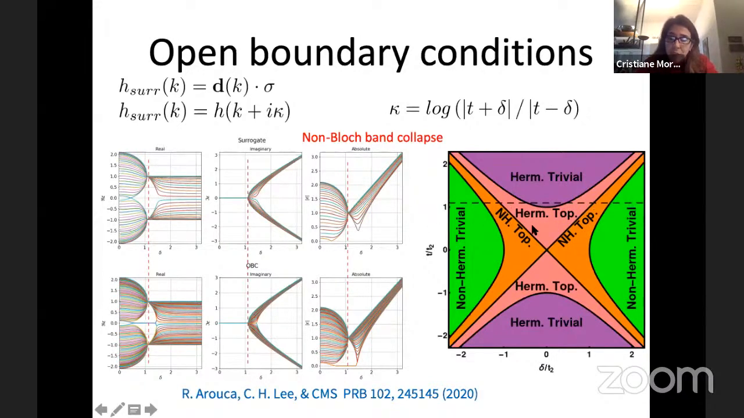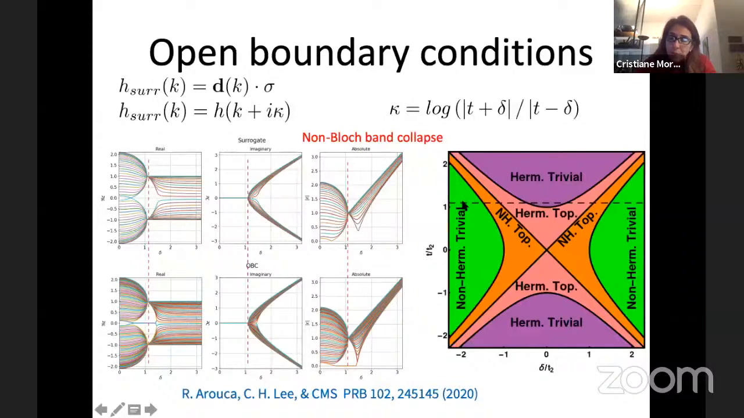here. And now you can see that if delta is 0, where we had the Hermitian trivial phase and topological phase, what happens now is that even for delta non-zero, 1, and so on, in this regime, we get a phase that is connected to the Hermitian trivial phase, and here also a phase that's connected to the Hermitian topological phase. But now there are more interesting phases, which is this non-Hermitian trivial and this non-Hermitian topological phases.